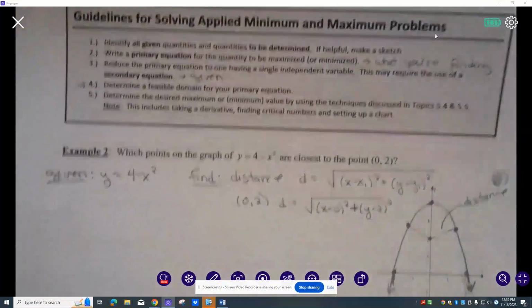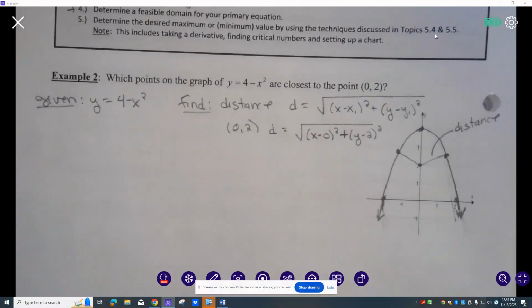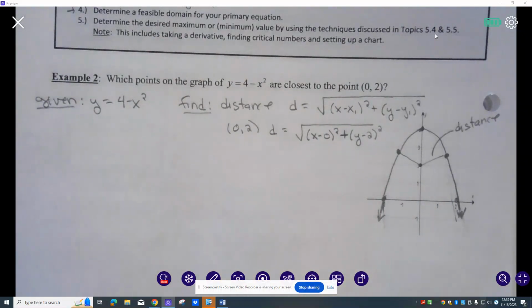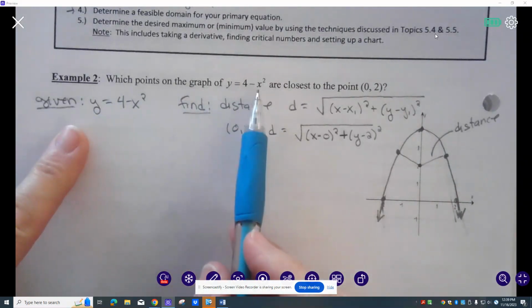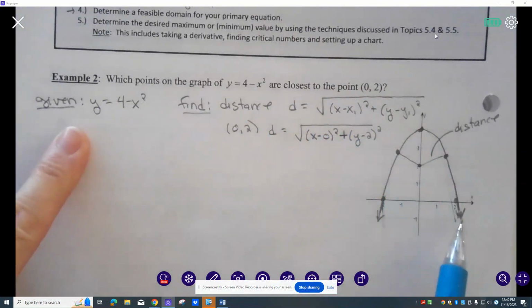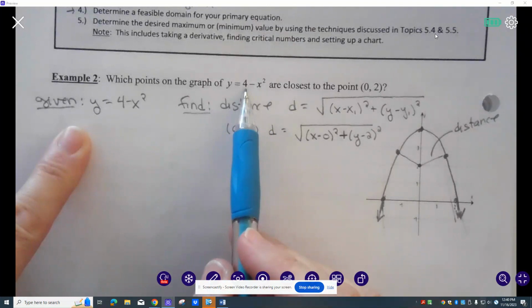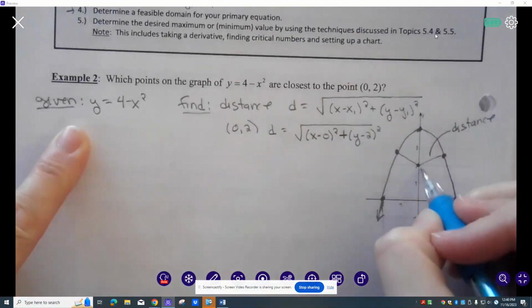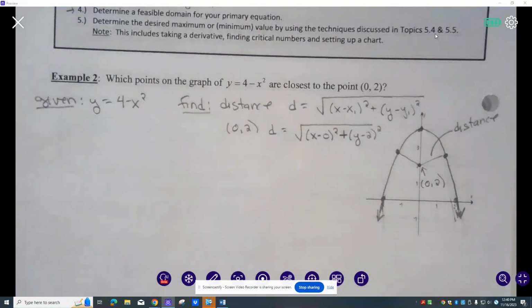All right, so the next optimization problem, we're looking at finding the minimum of a distance. It says, which points on the graph of 4 minus x squared are closest to the point (0, 2)? So I graphed the parabola. It's kind of a sketch, it's not exact. It's an upside down quadratic, shifted up 4. And then there's the point (0, 2). So again, you could pause the video and write all this down right now.